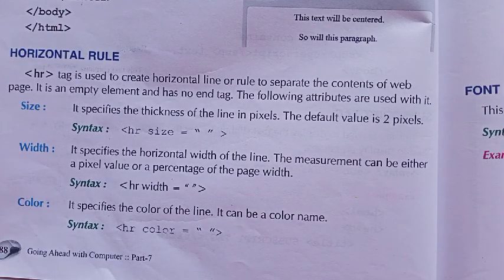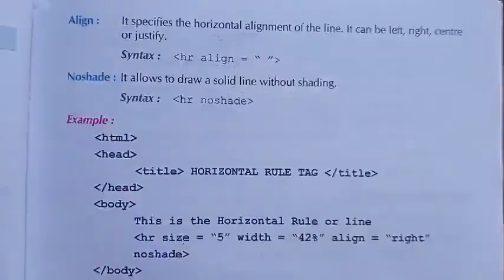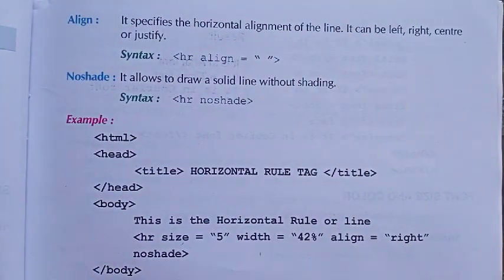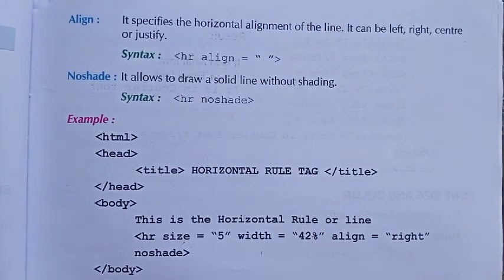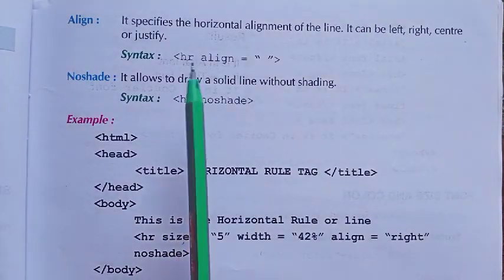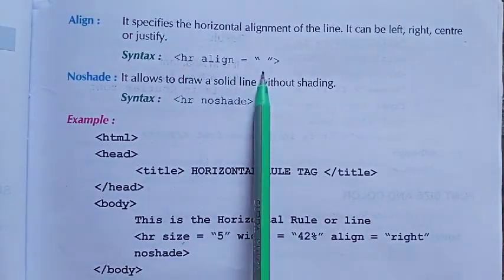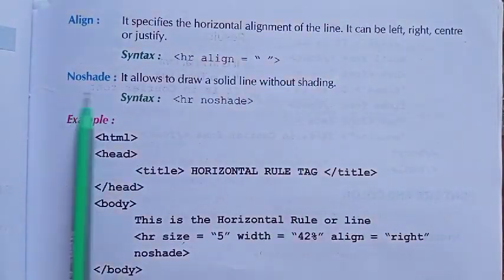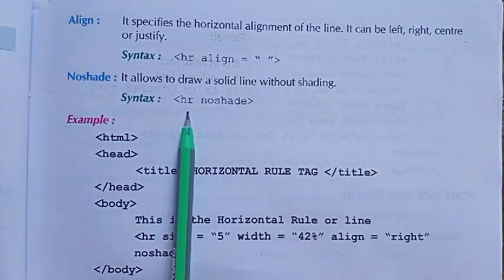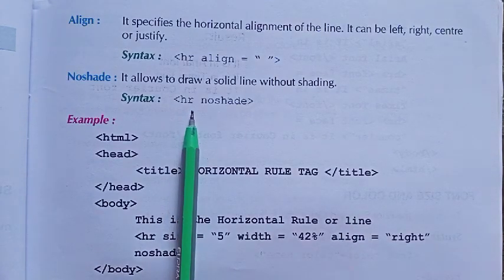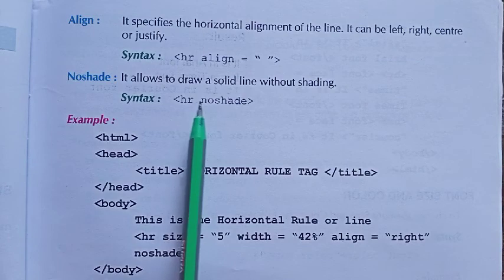And the last, there are two more attributes that can be used with this one, and those are align. Align will place your horizontal rule on the page, whether on the left, right, center, or on justified alignment. As you have already read for the paragraph, the same alignment can be used over here also, and for this you have to write down HR align equals to left, right, center, or justified. No shade, that is to draw a solid line. If you don't want to give any shade, a simple solid line is to be drawn. You are going to write down HR no shade.